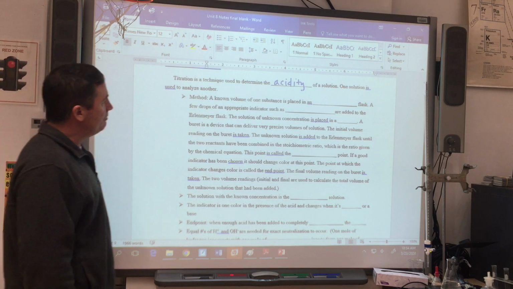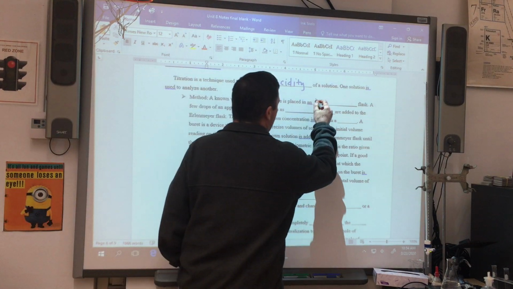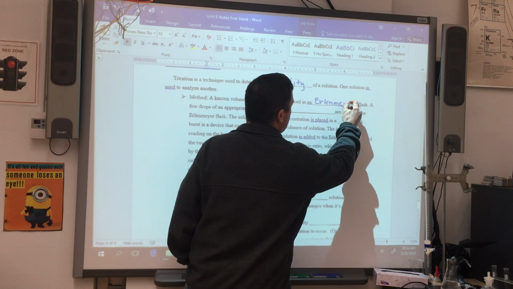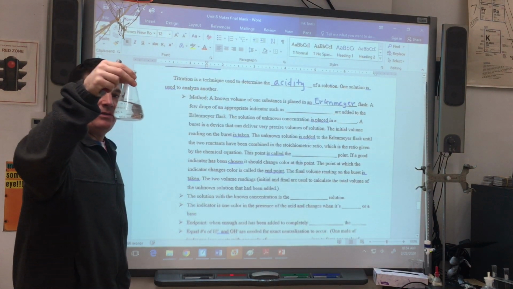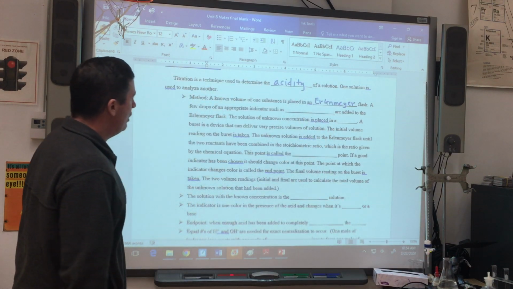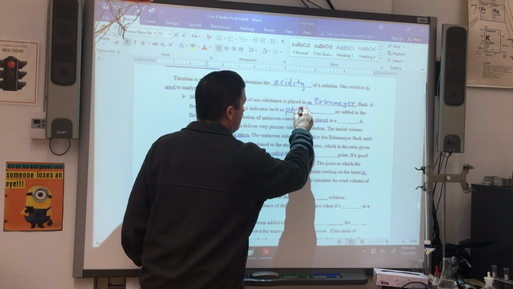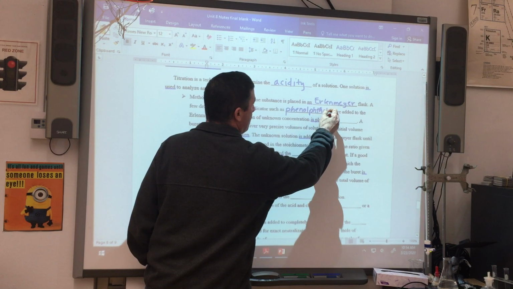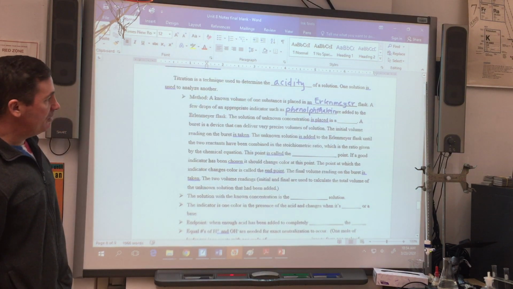So here's the method. A known volume of one substance is placed in an Erlenmeyer flask. Just to remind you, this is an Erlenmeyer flask. A few drops of an appropriate indicator, such as phenolphthalein, are added to the Erlenmeyer flask.